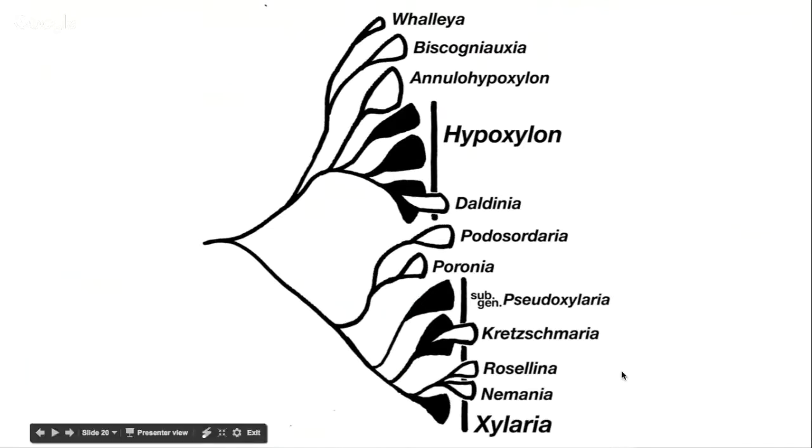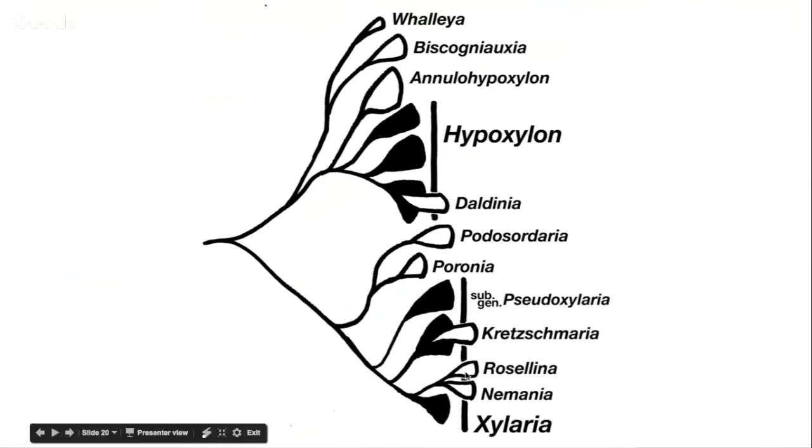Some of you might be familiar with the genus Kretzschmaria, which in North America is most often encountered as Kretzschmaria deusta, the big flat Kretzschmaria. Kretzschmarias are very closely related to Xylarias, and there are Xylarias, phylogenetically speaking, on either side.